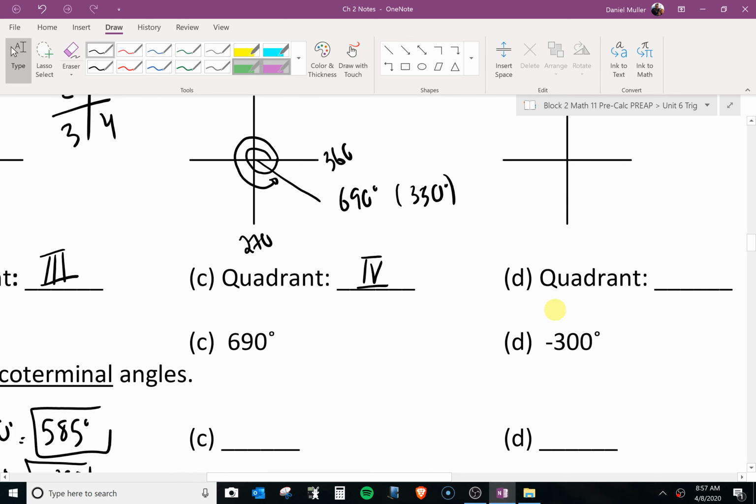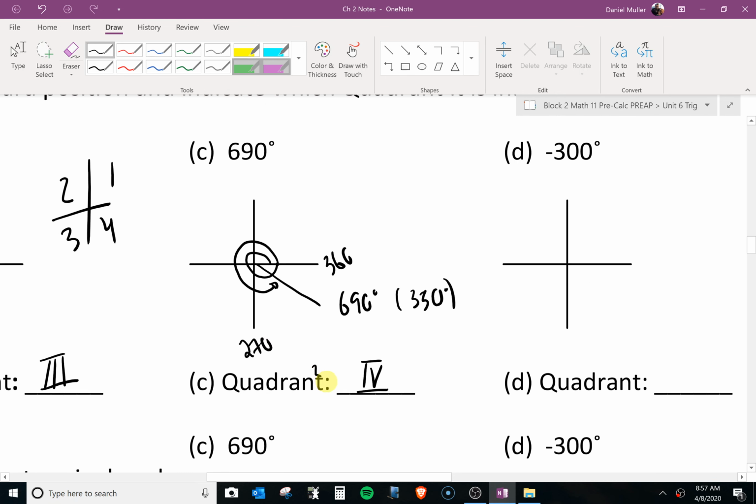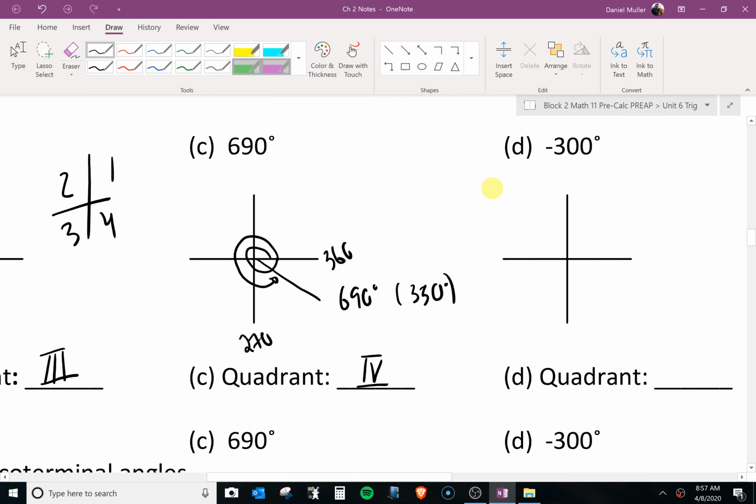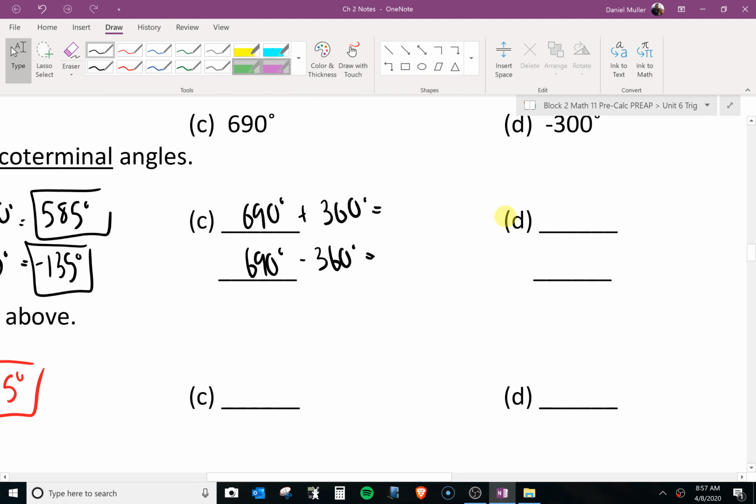I've drawn 690, quadrant 4. Now I can take 690, and I can add 360, and I can minus 360. So add 360 degrees, and minus 360 degrees. So 690 plus 360 is going to be 1050. And then if you subtract 690 minus 360, that will be 330.